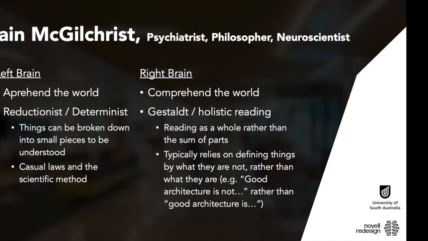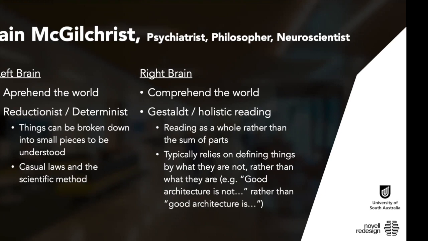So one of the differentiations that Professor McGilchrist makes is that we typically define things in the right brain by what things are not rather than by what things are. So here I've used the example of good architecture is not rather than good architecture is, because it's much easier for us to describe what good architecture is not than what it is. Equally, things like jazz music is one example he uses. We can't necessarily define exactly what jazz is, but we can set a set of rules or boundary conditions that tell us what jazz fits within as a field.